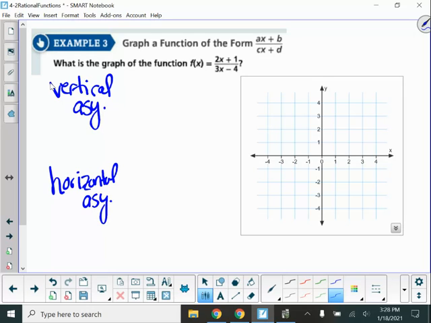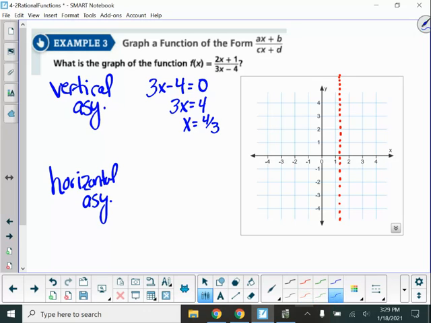For the vertical asymptote, I'm going to take my denominator, set it equal to 0, and solve. 3x minus 4 does not factor, so I'm just going to go through and solve it. I get 3x is equal to 4, x is 4/3, so I have a vertical asymptote at 4/3, which is 1 and 1/3. So that's going to be about right down through there.